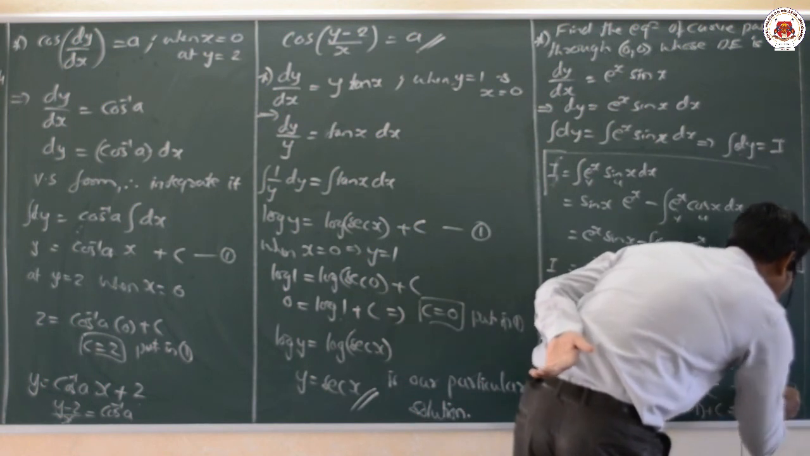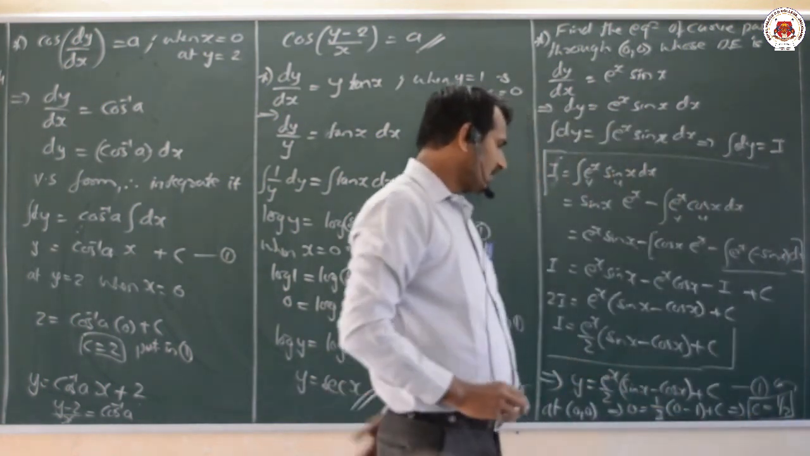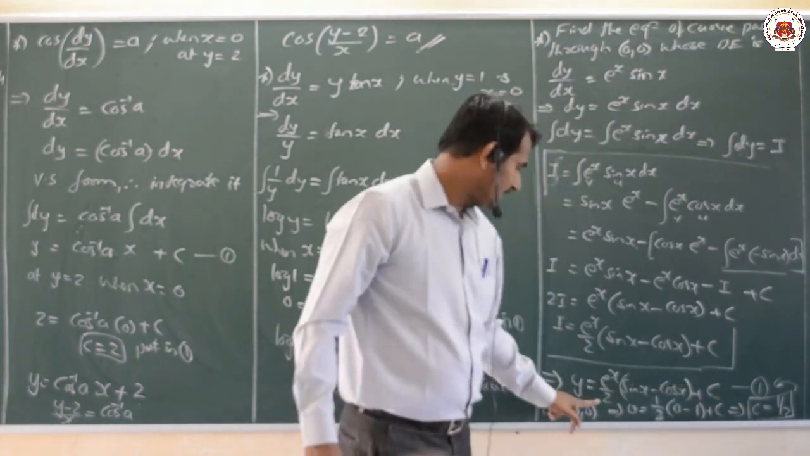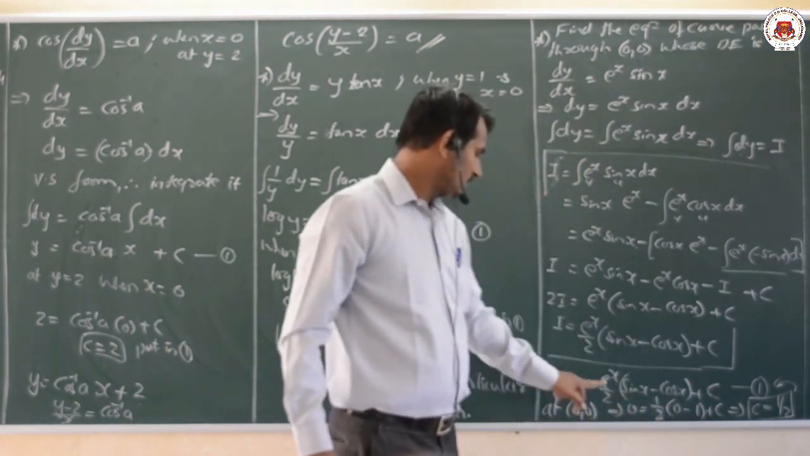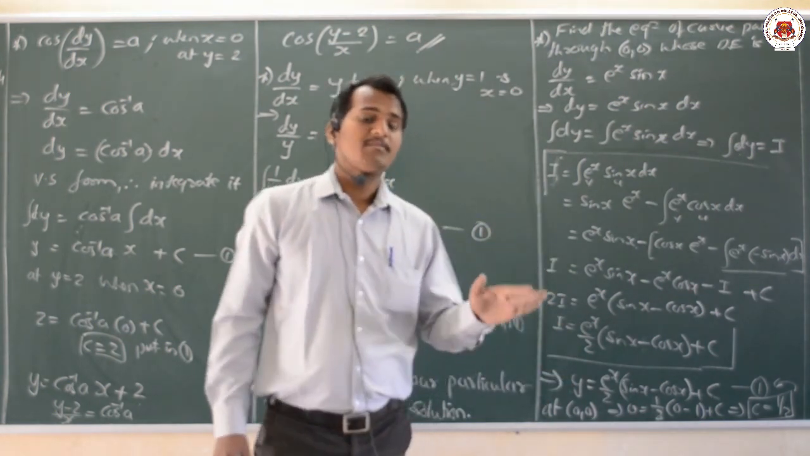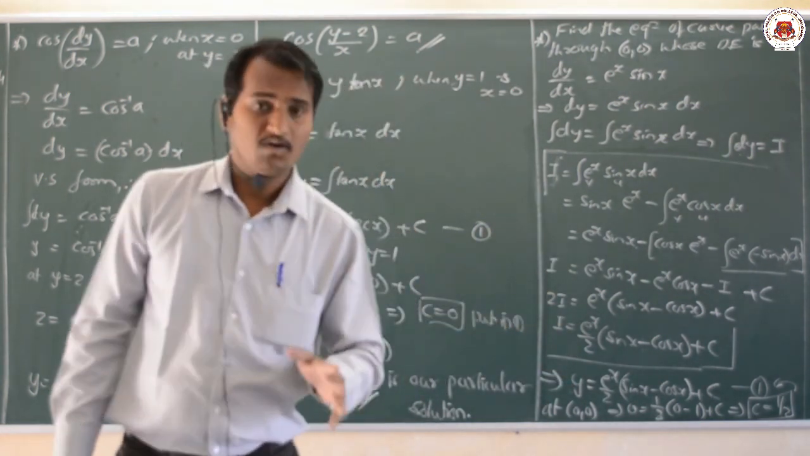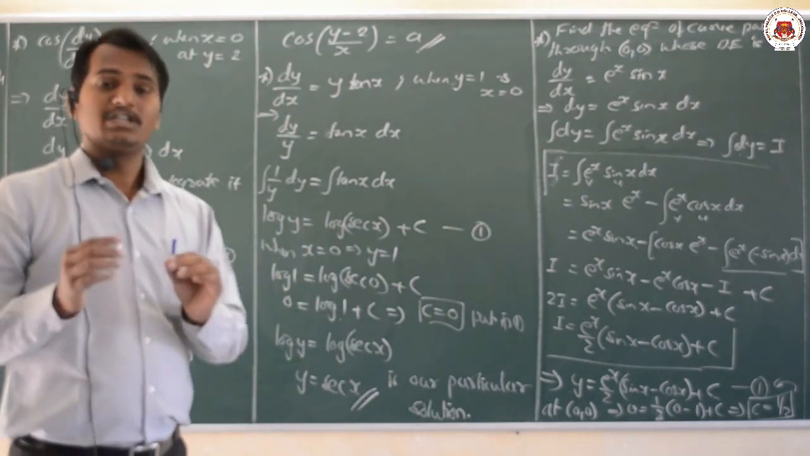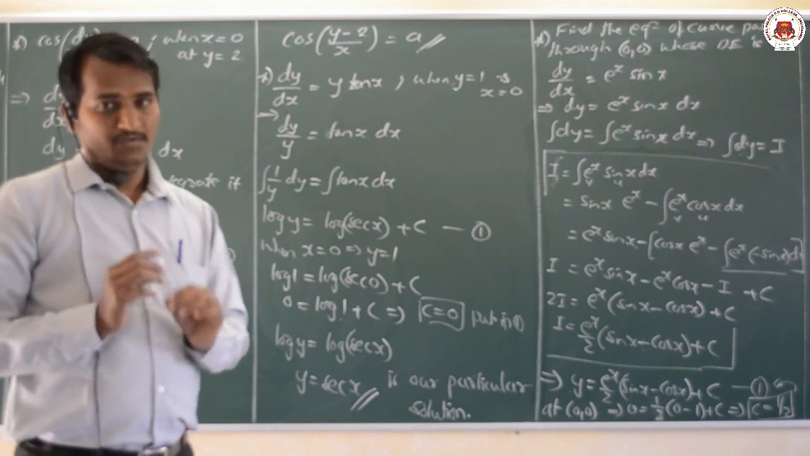Put this value in the above equation number 1. And at last, we get plus 1 by 2, and you can take the 1 by 2 to the LHS. That will be nothing but our required result, or else that itself we call a particular solution of the given differential equation.